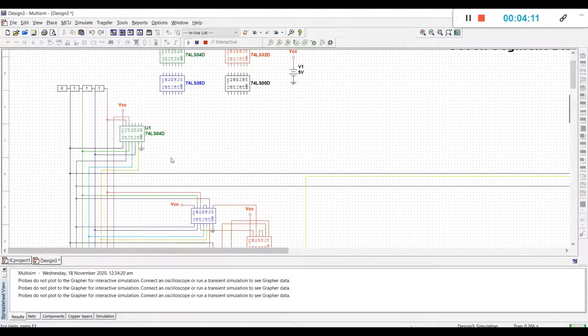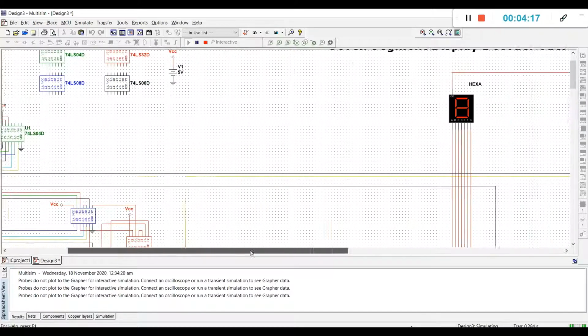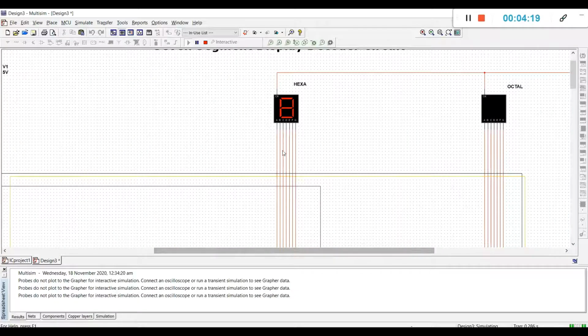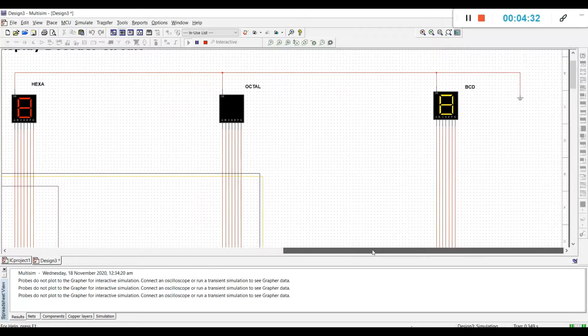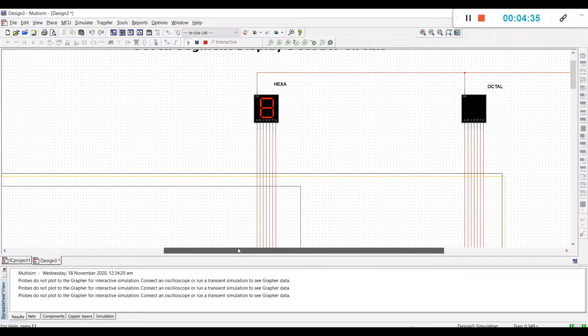For the next input, 1, 0, 0, 0, which is equivalent to 8, the hexa will return 8, and in this case, all the octal segments will turn off since the binary input equivalent is more than 7. So all the segments will turn off. And for the BCD, it will return 8.